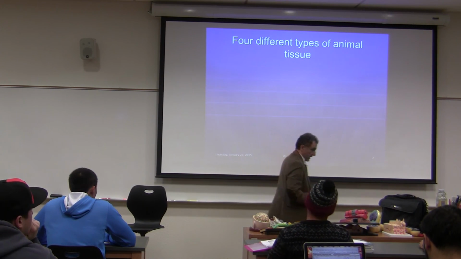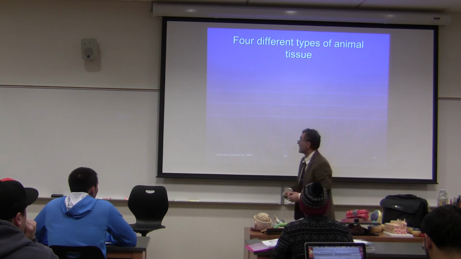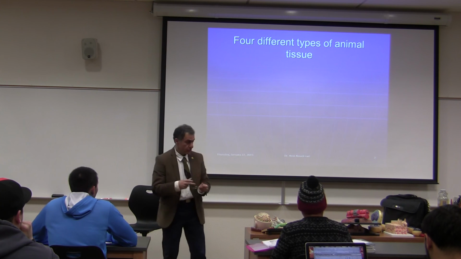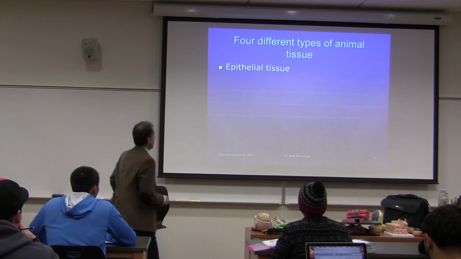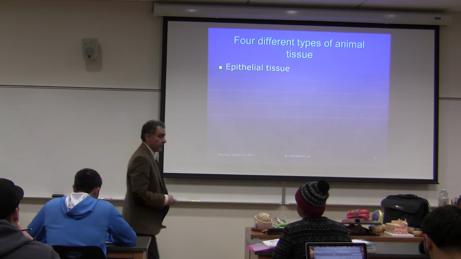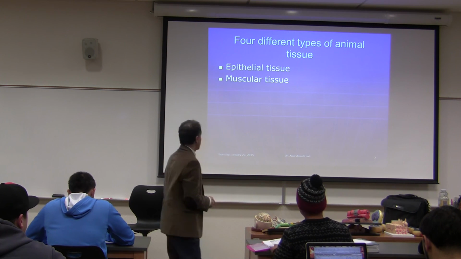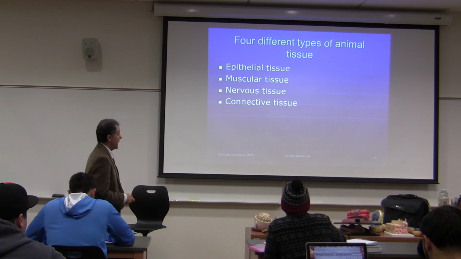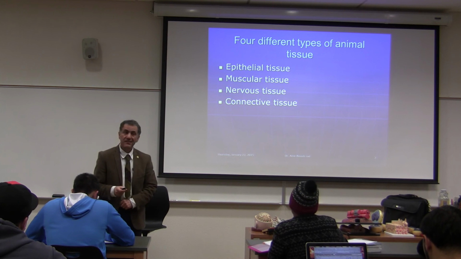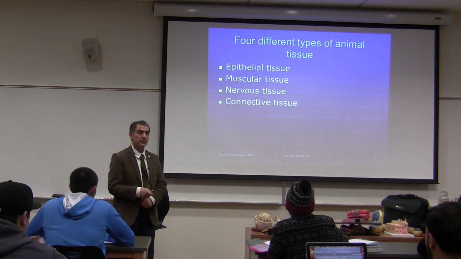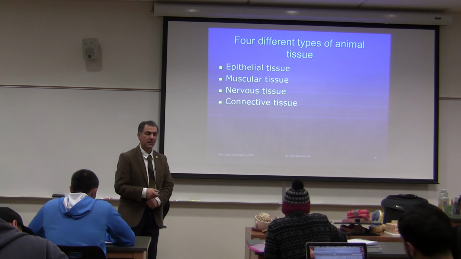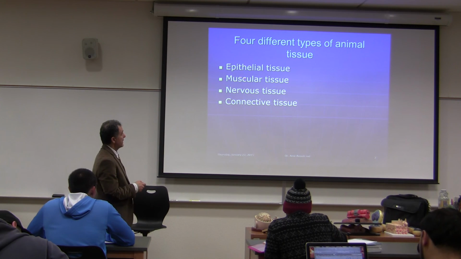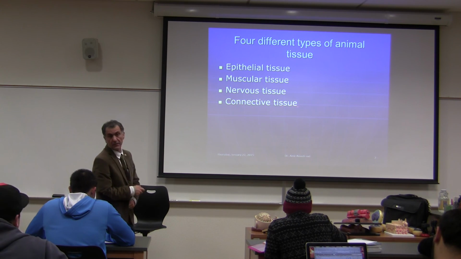Okay, so tissues, there are 4 different types of tissues. You already know that. We talked about it quickly. Epithelial tissue, muscular tissue, nervous tissue, and connective tissue. This is the definition that my histology teacher gave me: anything that is not epithelial, muscular, or nervous tissue is connective tissue.